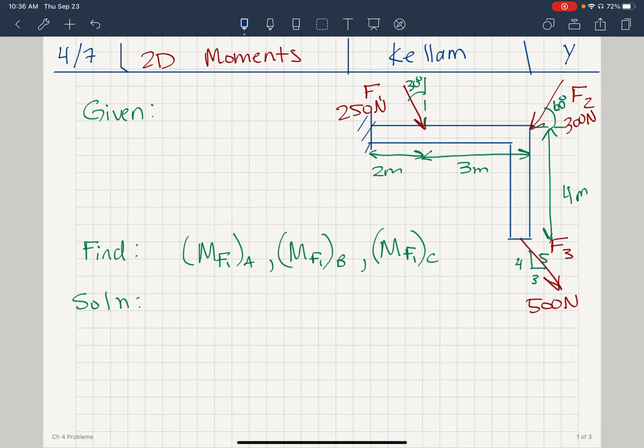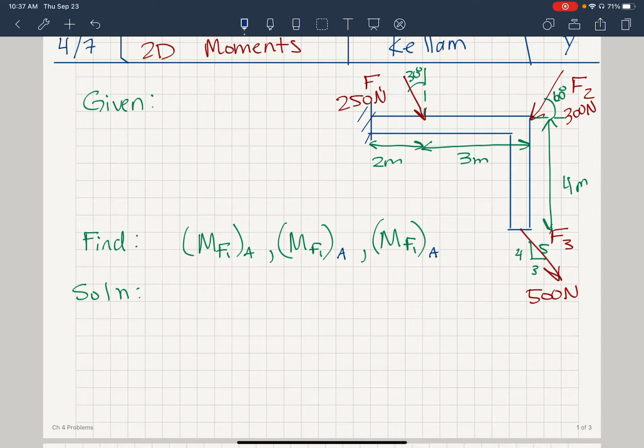This is problem 4-7. We're doing 2D moments now. For this one, we need to find the moments due to force F1, F2, and F3 about point A. So let's see, I made a mistake here. It's all about point A. To find these, we could either do a scalar method or a vector method. Let's start with the scalar method.